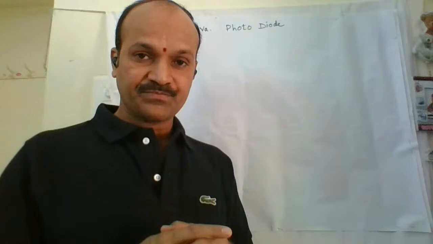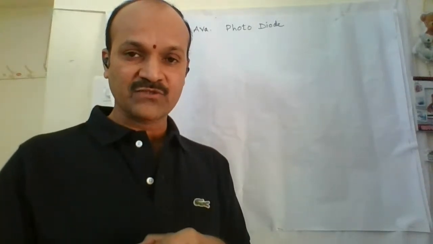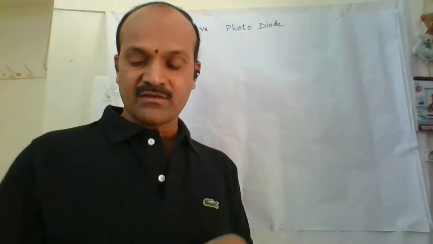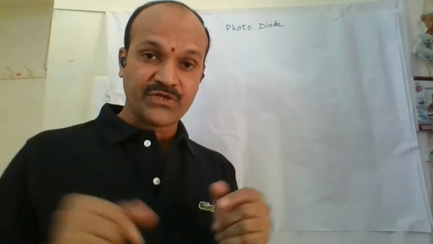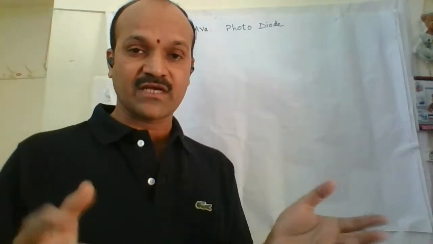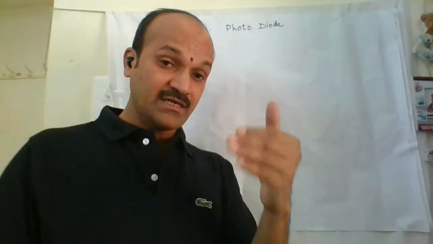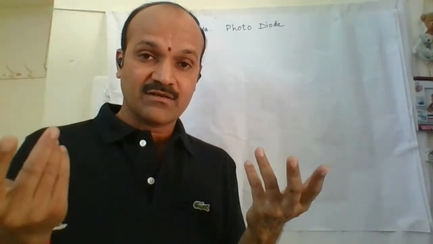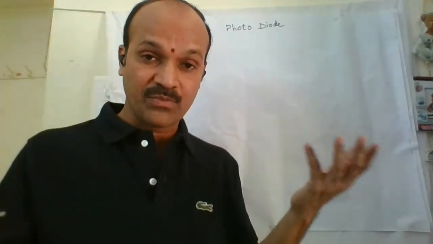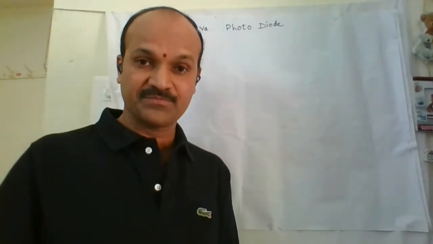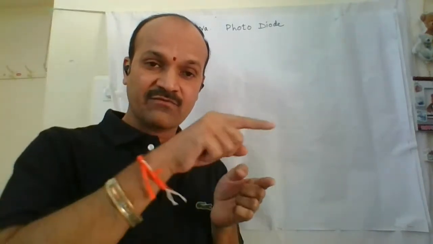So when a photon is incident on the photodiode, an electron hole pair is formed, and that travelling you can see in the circuit as current flow. See here, when current flow takes place in the circuit, we can say that some optical signal is there, and we are detecting it. When an optical signal is incident, current flow takes place.